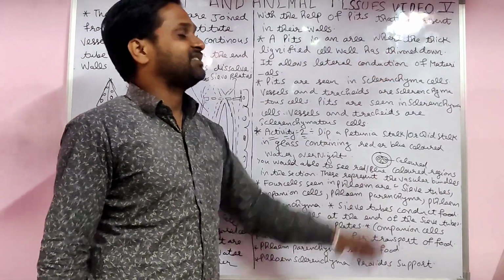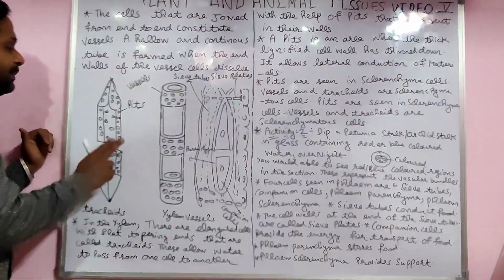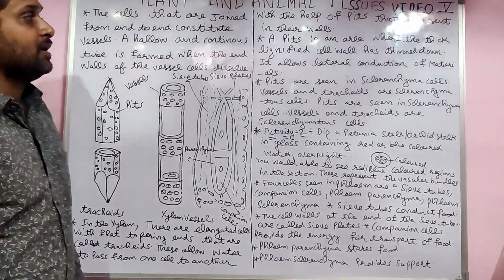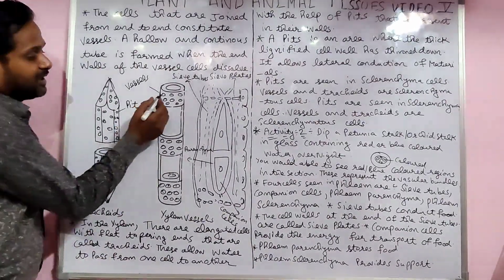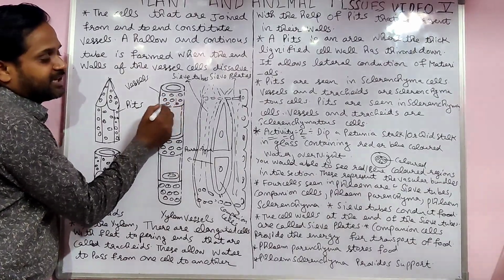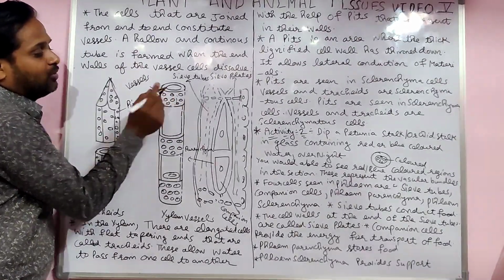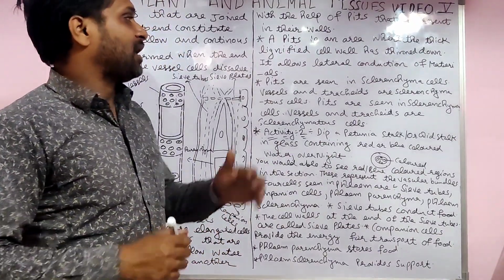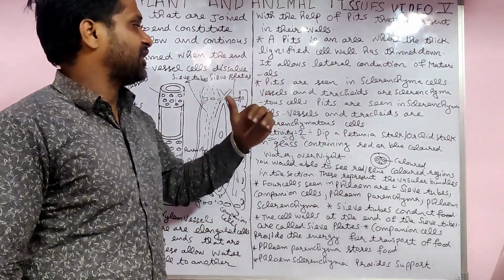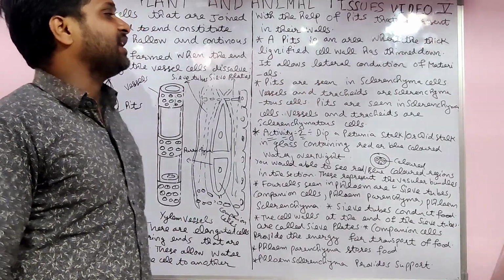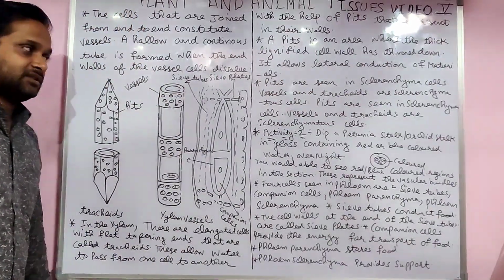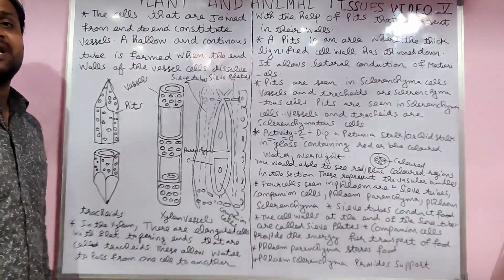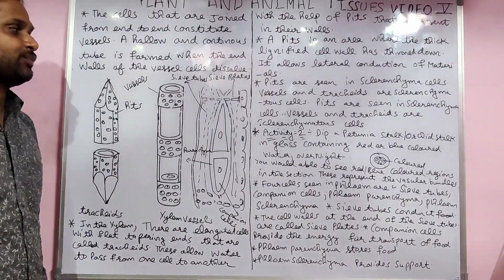becomes thin. From up it is thick, but going down it becomes thin. The pit is the area where the thick wall above has only a thin layer below. The pits are seen in sclerenchyma cells only, which provide support.